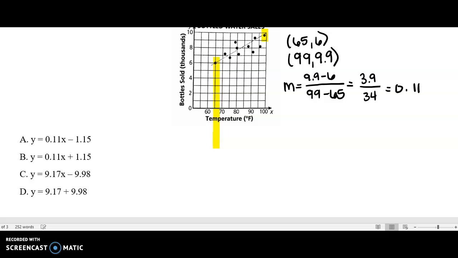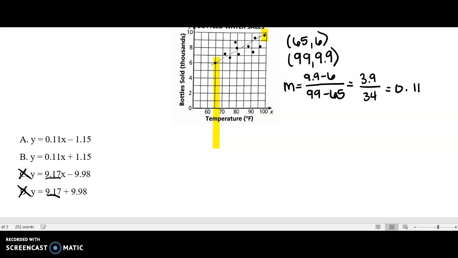And I can look at my choices here, and I can already narrow some down. I know the slope's going to be 0.11. So let's cancel those out. We know the slope is not 9.17. So we can go ahead and cross those out.